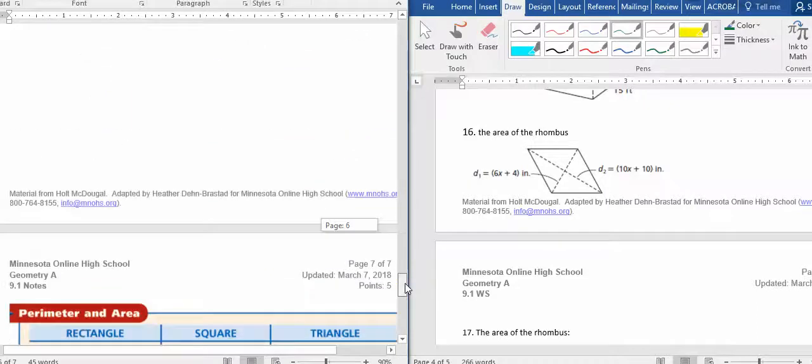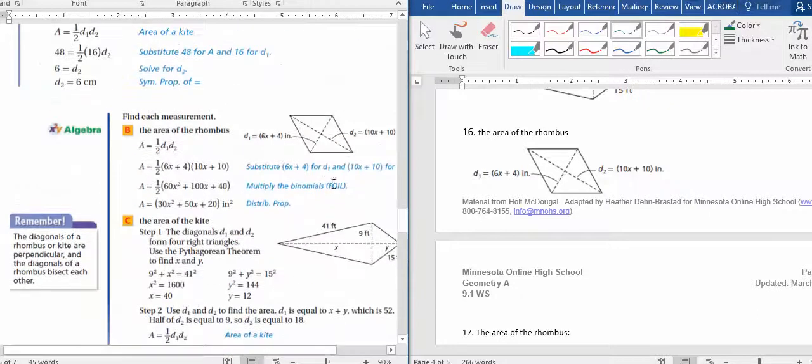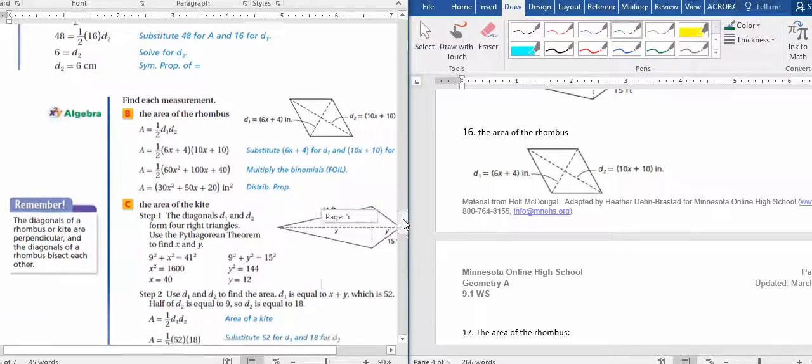I'm going to look and see if that's anywhere on here. Oh, right above it. See that? Same exact problem. So now you know how to do those two problems.